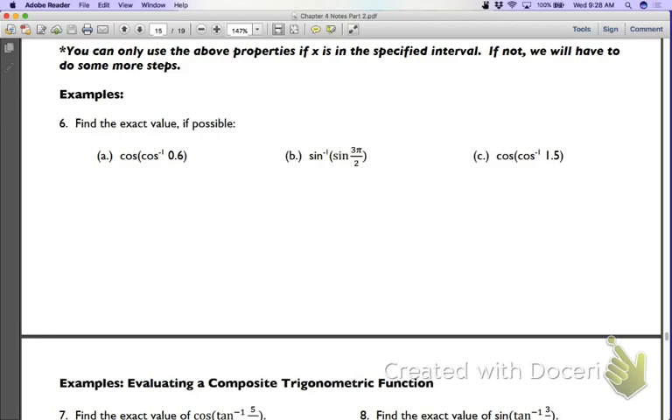Okay, so the first one says, find the exact value if possible. First one says cosine of inverse cosine of 0.6. First off, does the 0.6 fit? Its cosine is out in front. So what's my interval if cosine, not inverse cosine, but cosine is out in front? Where does my interval have to fall? Between 1 and negative 1, right? So does 0.6 fall within my interval? Yeah, everything's good. So then what are we going to do with the cosine and the inverse cosine? Say it louder, Audrey. Cancel them. So then what are we left with? 0.6.